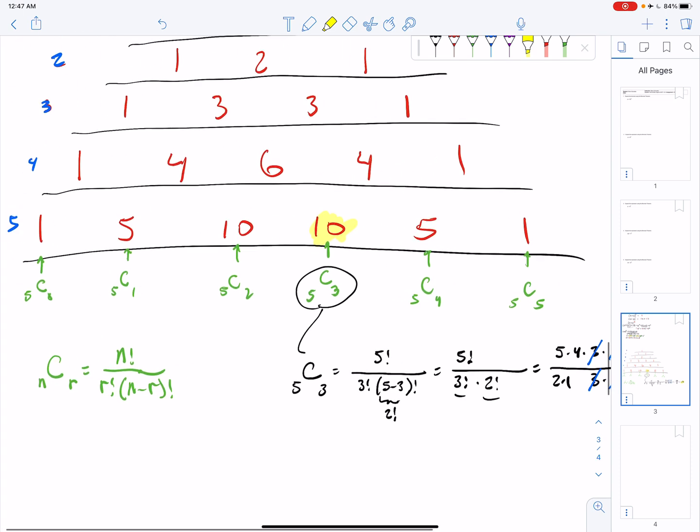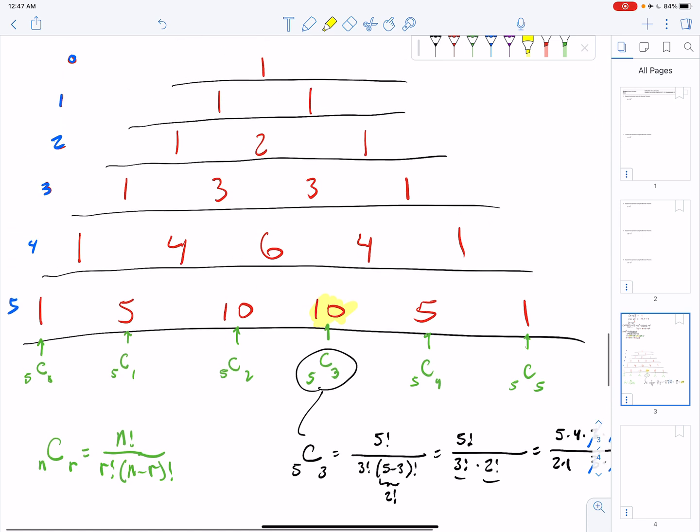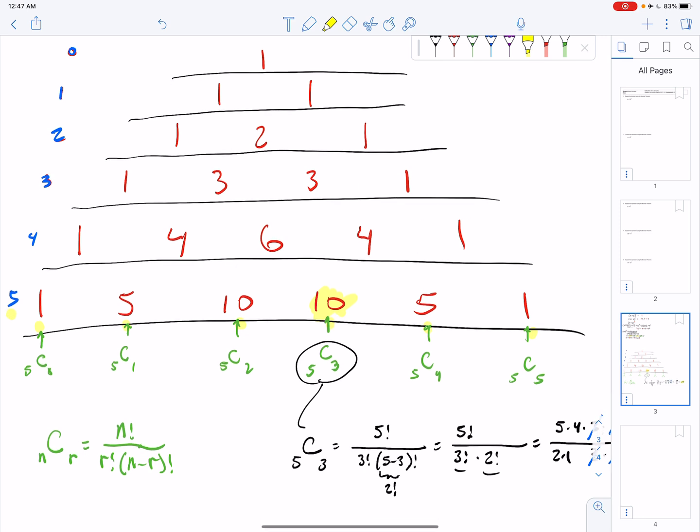Now, Pascal's triangle is just really useful because, just by ripping out this formula, or the triangle very quickly, you can get all the coefficients, 1, 5, 10, 10, 5, 1, quickly for expanding a fifth degree binomial. So let's put this into practice.